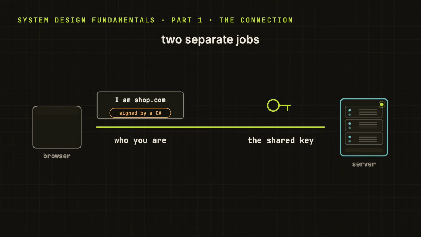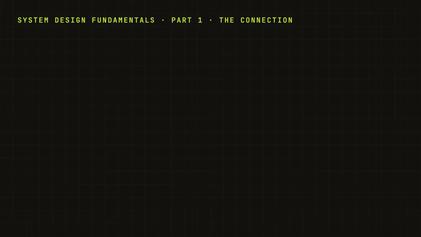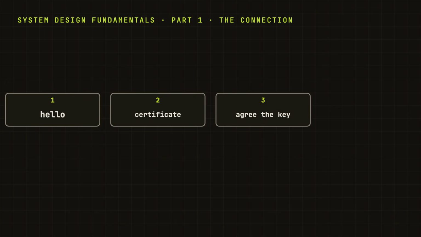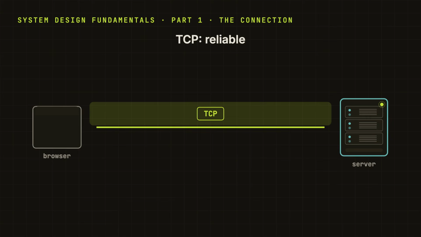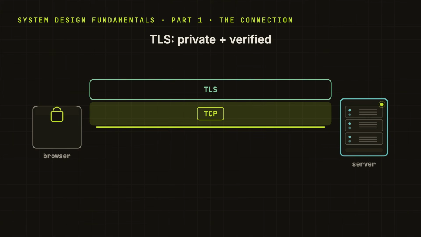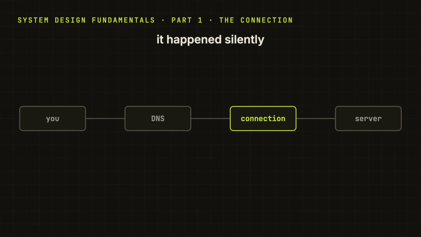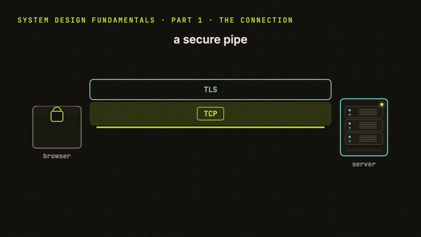And if an interviewer asks you to walk the TLS handshake at a high level, it is just this: the browser says hello, the server sends its certificate, the two sides agree on the shared key, and then the encrypted conversation begins. That's it. So, putting it together, TCP gives us a reliable connection and TLS makes it private and verified. In our store, this is the step that happened silently the moment the page started loading. A secure pipe was built between your browser and the server, and now that pipe is ready. Your browser can finally send its actual request, and the language it uses to do that is our next concept.